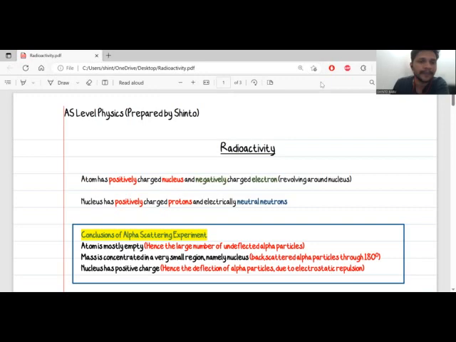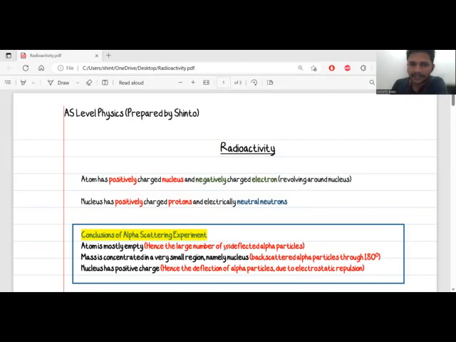can interpret that. So all of you know the alpha scattering experiment from your IGCSE. Alpha particles from a radioactive source were bombarded at a thin gold foil, and it was observed that most of these alpha particles went straight through the sheet without any deflection at all. Few got deflected, and very few got a deflection of 180 degrees, or backscattering happened. So what could be the cause for this, and how do we interpret this?